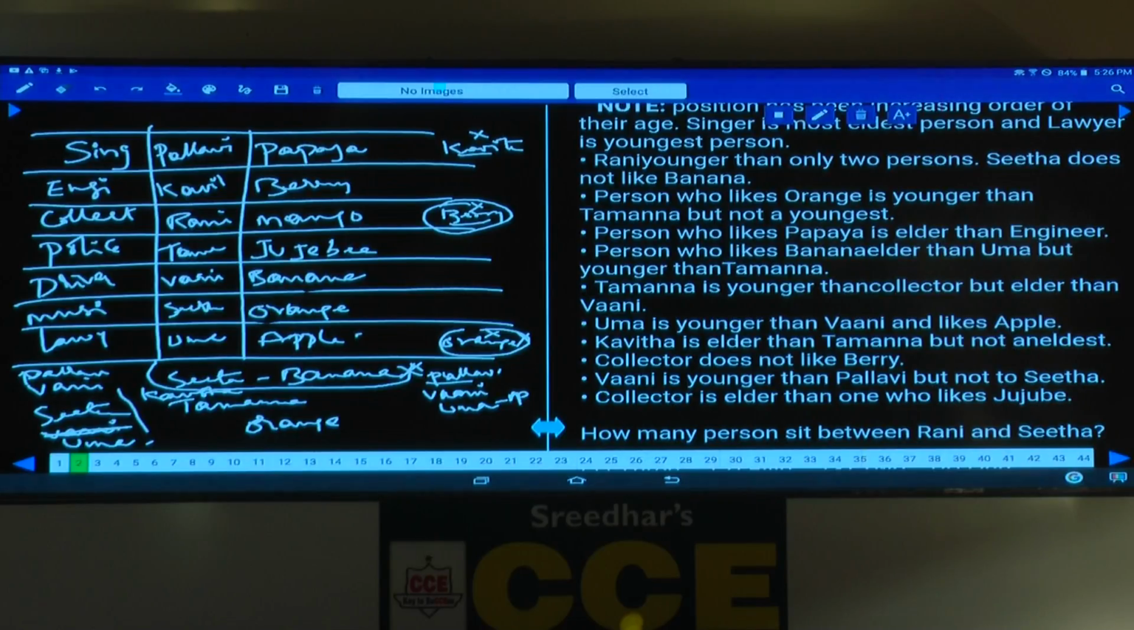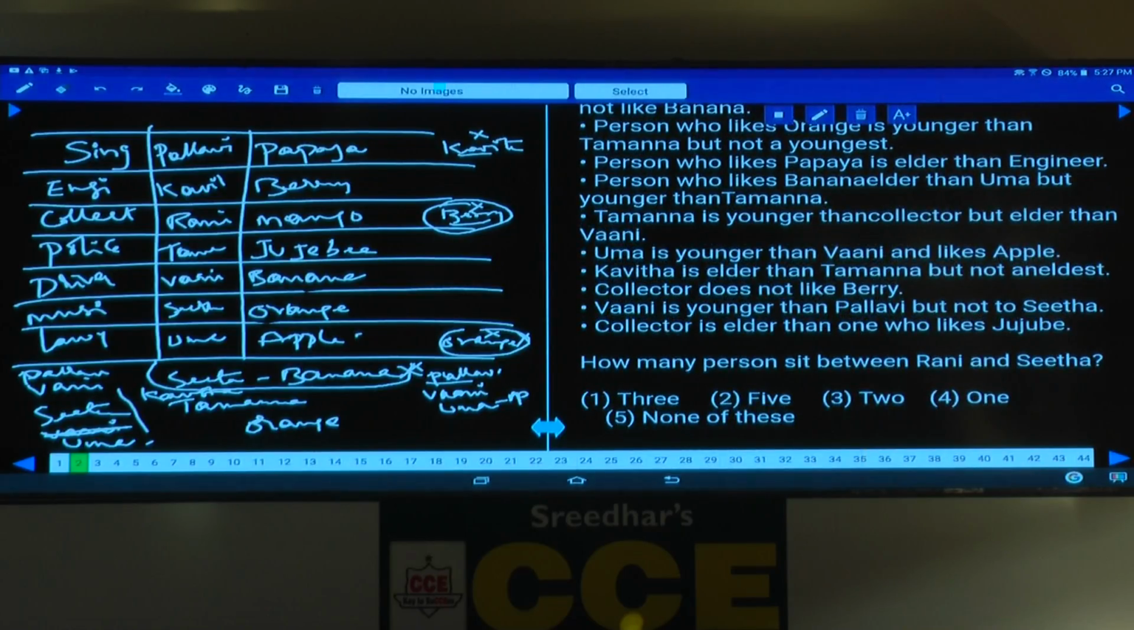Now in the second one, how many persons sit between Rani and Sita? Yes, tell me how many persons are in between Rani and Sita here? There are only 2 persons between Rani and Sita, that is choice 3.